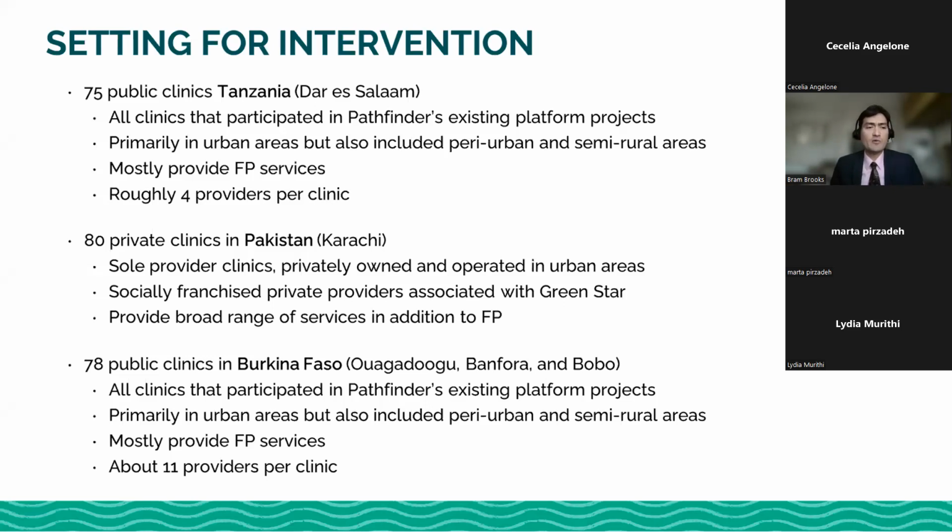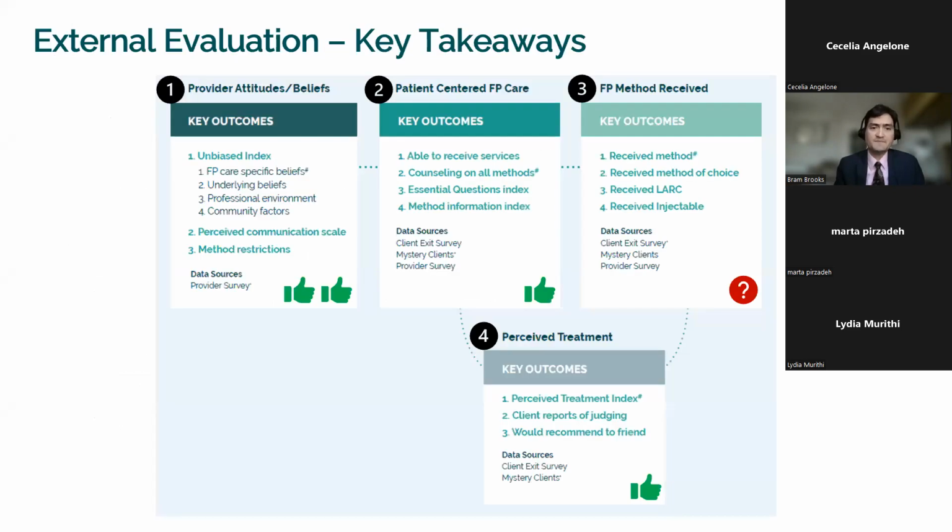As part of our evaluation approach, we randomly selected half of these facilities to be assigned to our treatment group, where we implemented the Beyond Bias intervention for a year, and the other half assigned as control to help us assess intervention effects. I'll talk briefly about some of the high-level results of the evaluation in our next slide. Next slide, please. All right, so the evaluation approach used a mixed methods study design.